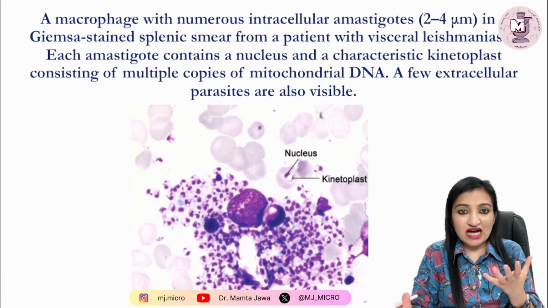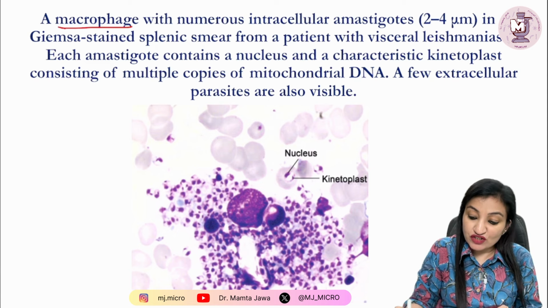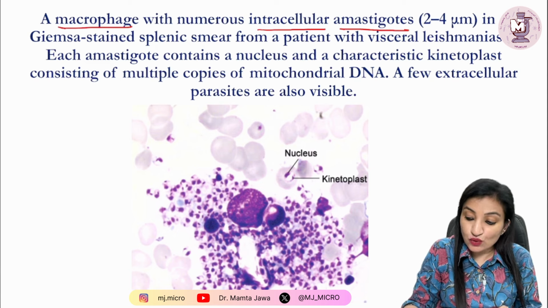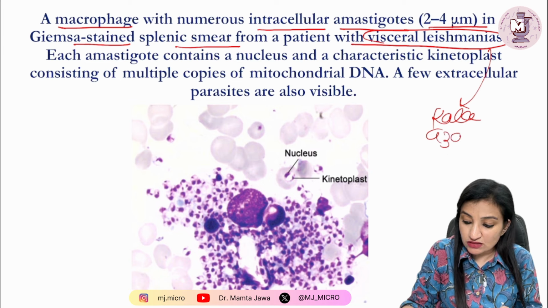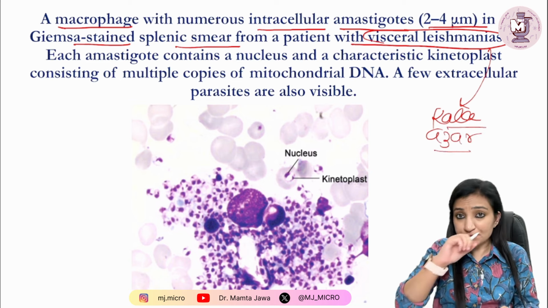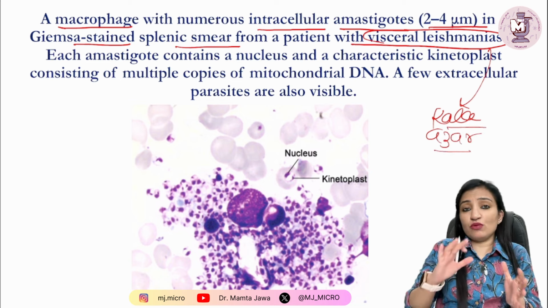This is a very frequently asked image. So this is a macrophage with numerous intracellular amastigotes measuring 2 to 4 microns in size in a GMSA stained splenic smear from a patient of visceral leishmaniasis, that is Kala Azar. Kala Azar is caused by Leishmania donovani. Remember, it has two morphological forms.